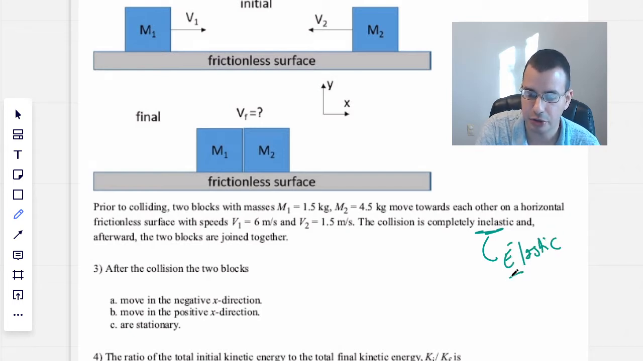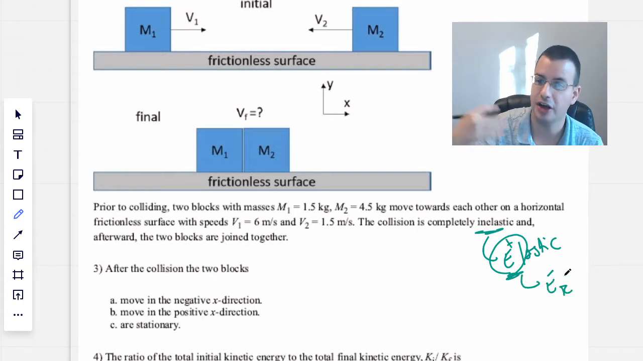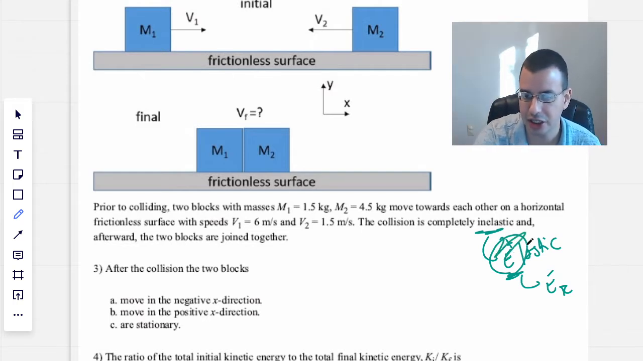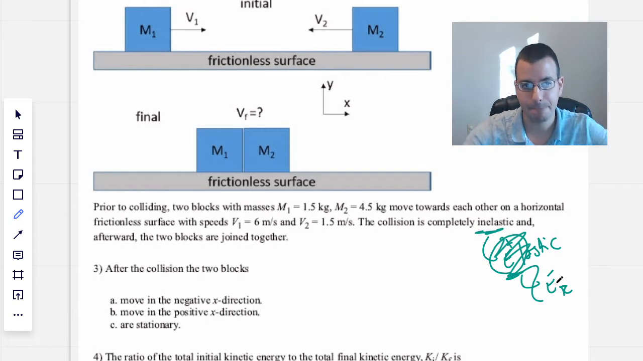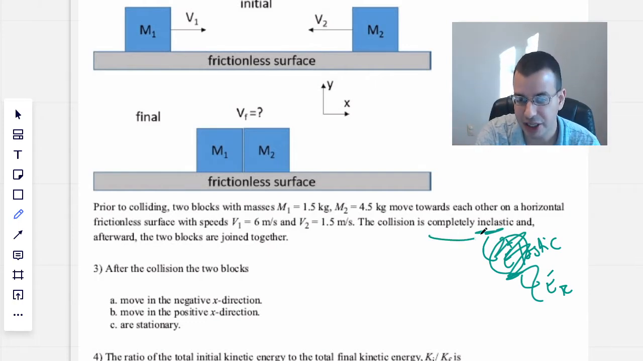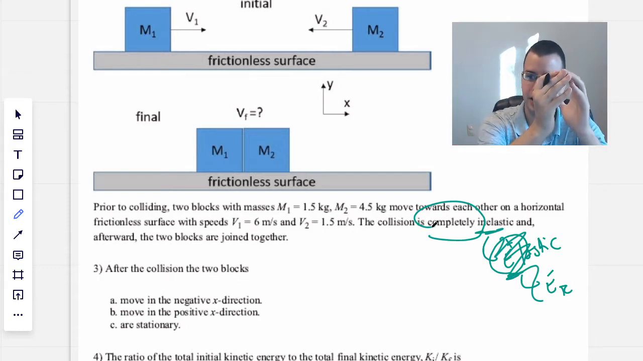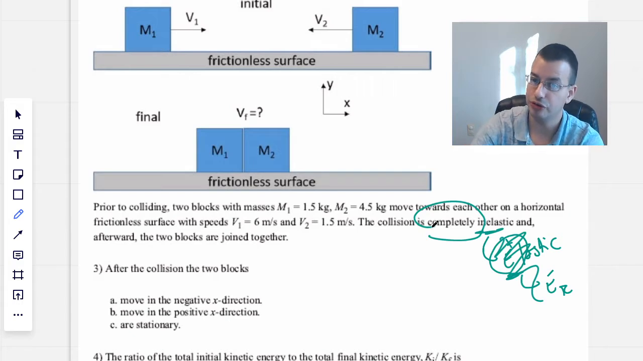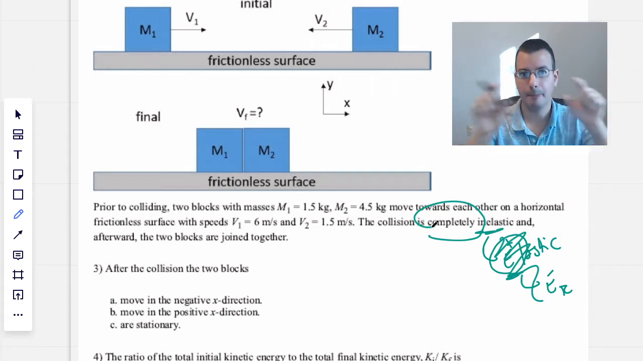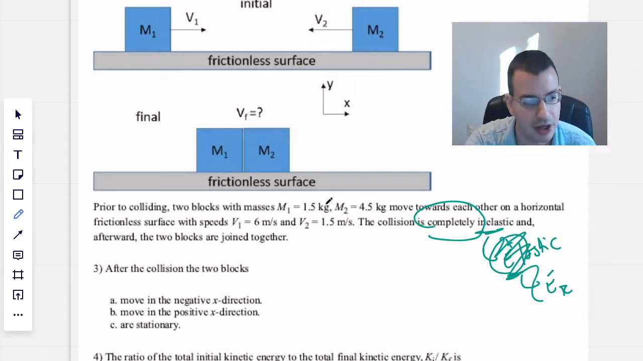Elastic, the mnemonic that I use is the E stands for energy kinetic, which means a conservation of kinetic energy for an elastic collision. Inelastic means that kinetic energy is not conserved. And specifically, when they say completely inelastic, that means that two things come together, they hit each other, and then one blob moves off. So there is no bouncing away from each other. And afterward, the two blocks are joined together.